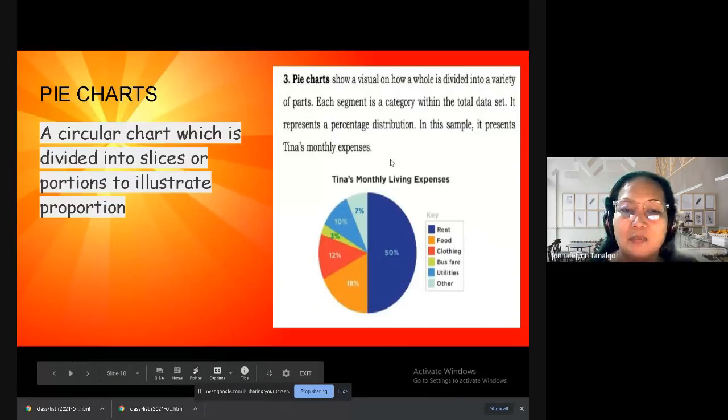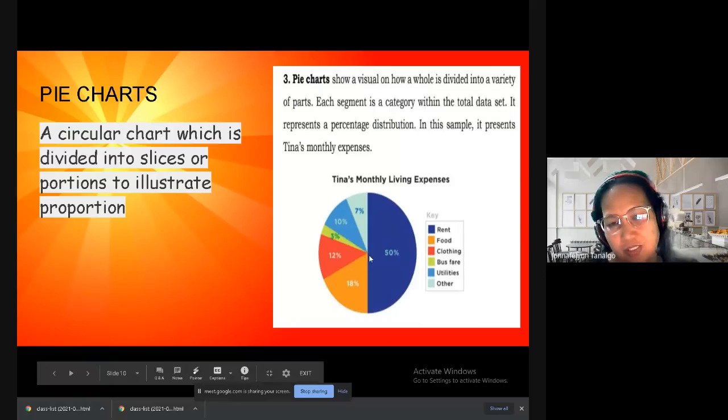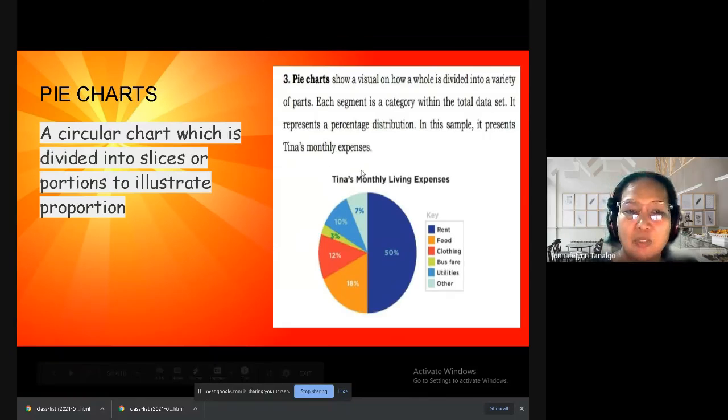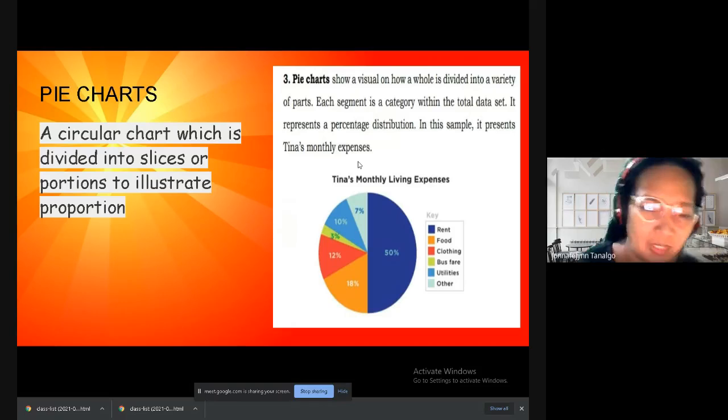The third one is a pie chart, as you can see, a circular chart, a circle, which is divided into slices. As you can see here, 50%, 7, 10, 3%, 12, 18, portions to illustrate proportion. In this sample, it presents Tino's monthly expenses.